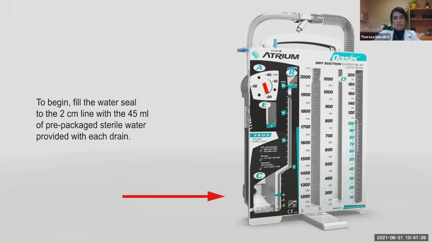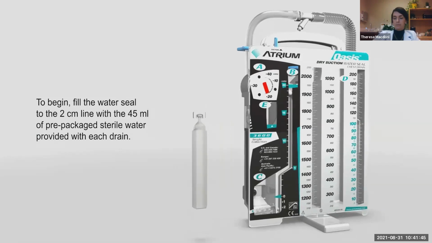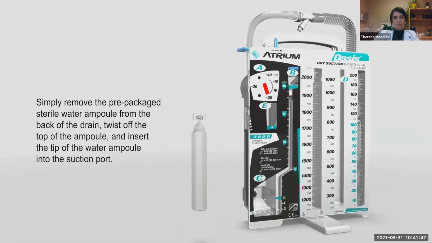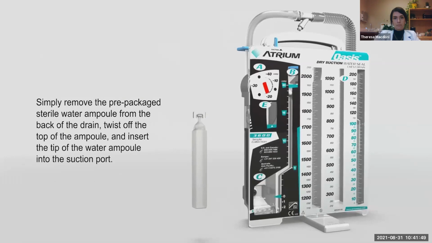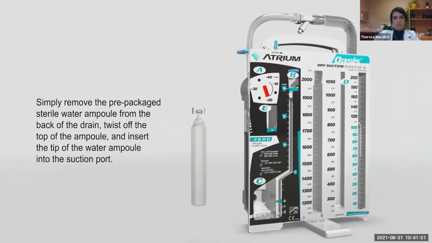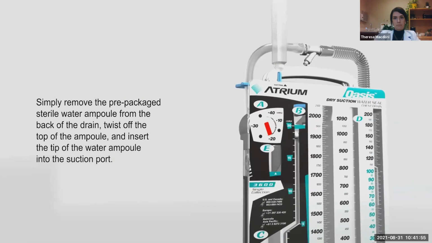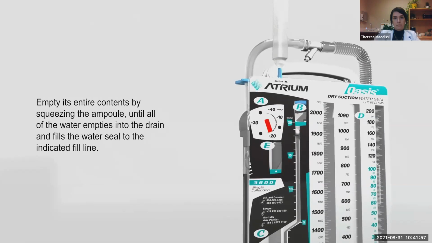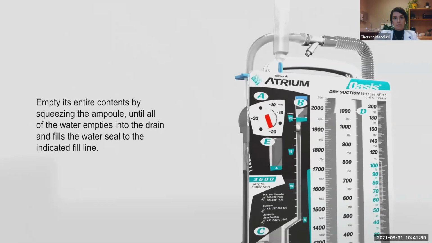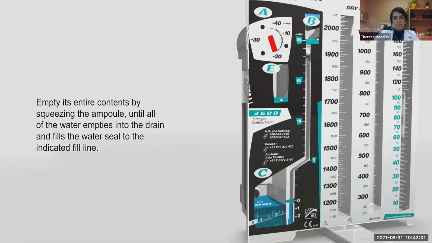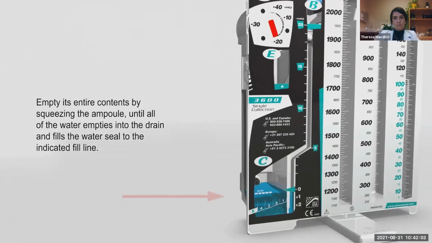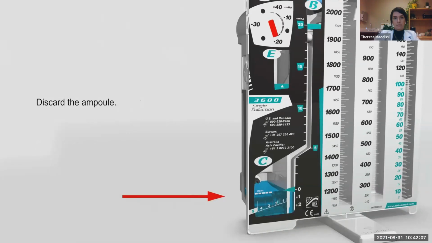To begin, fill the water seal to the 2 centimeter line with the 45 milliliters of pre-packaged sterile water provided with each drain. Simply remove the pre-packaged sterile water ampule from the back of the drain, twist off the top of the ampule, and insert the tip of the water ampule into the suction port. Empty its entire contents by squeezing the ampule until all of the water empties into the drain and fills the water seal to the indicated fill line. Discard the ampule.